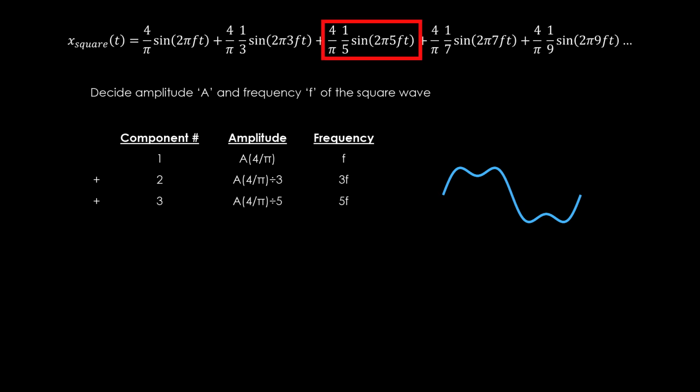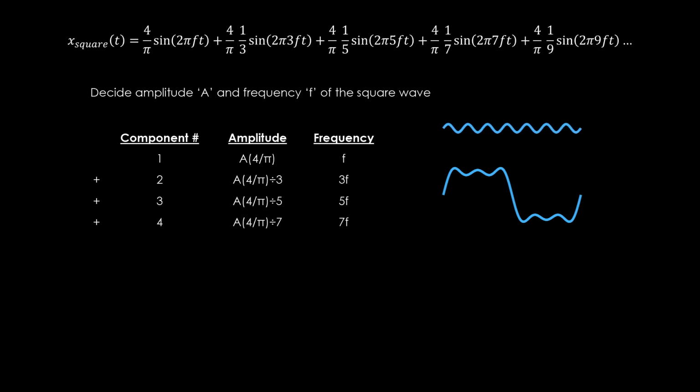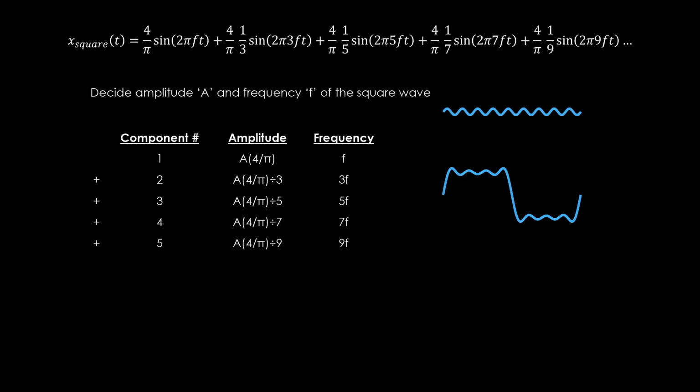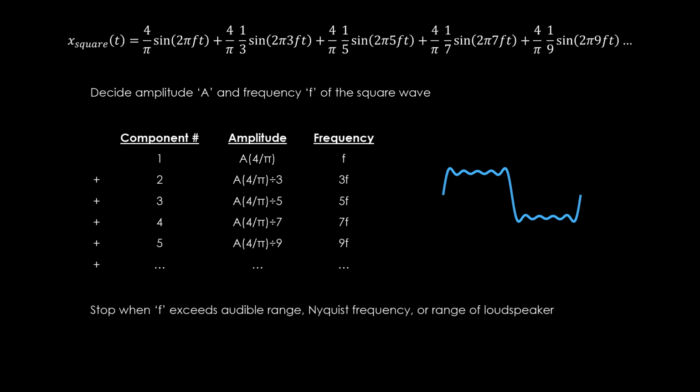The third component is going to have an amplitude A times 4 over pi divided by 5 and frequency 5F. The subsequent components follow this pattern by going through the odd numbers, that is, 7, 9, 11, 13, etc. The pattern is infinite, so we have to stop at some point. This can be when we start to generate components that are outside of our audible range, or that are higher than the Nyquist frequency, or that exceed the capabilities of the loudspeaker.